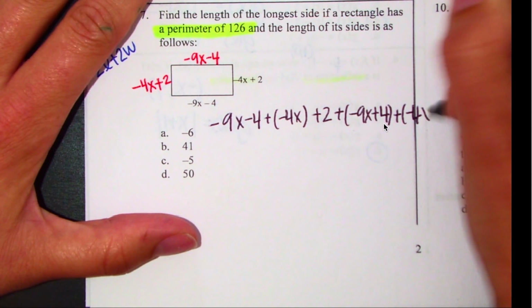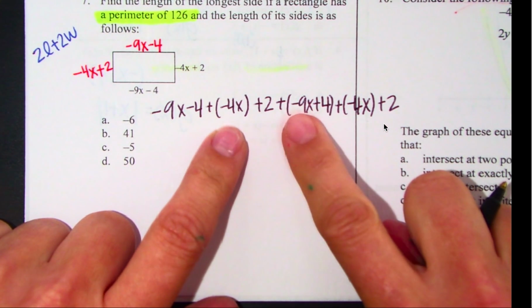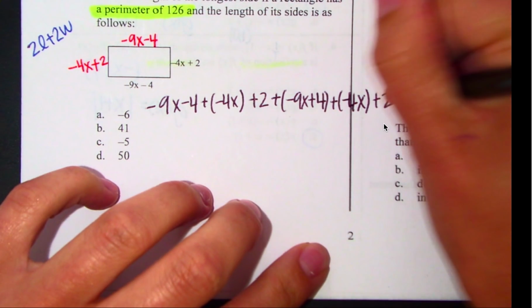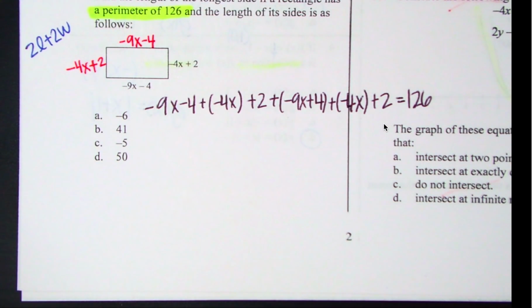I know I'm going crazy with these parentheses. I'm just using parentheses because of the negatives. So what I'm going to do is I'm going to combine like terms. Oh, sorry, that's equal to 126. So I'm combining like terms. I'm going to combine all of my x terms.